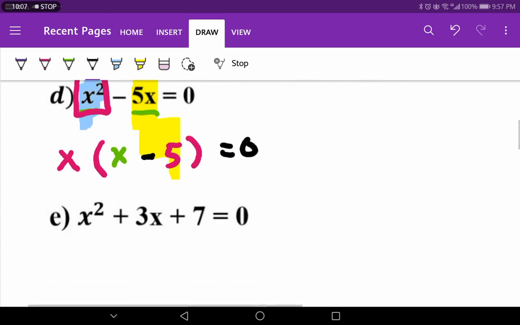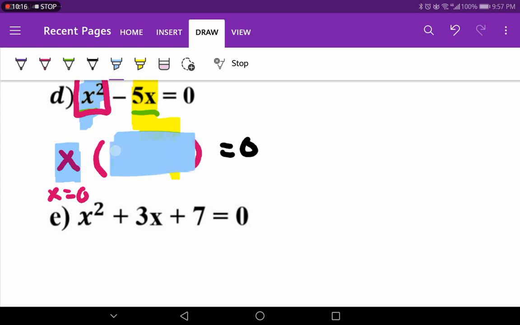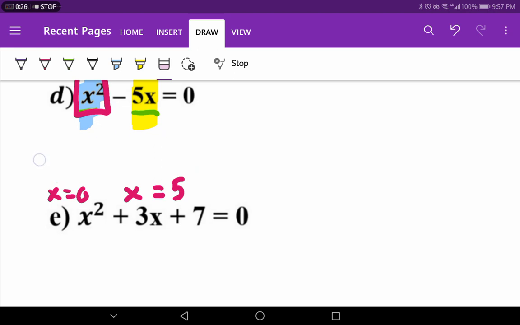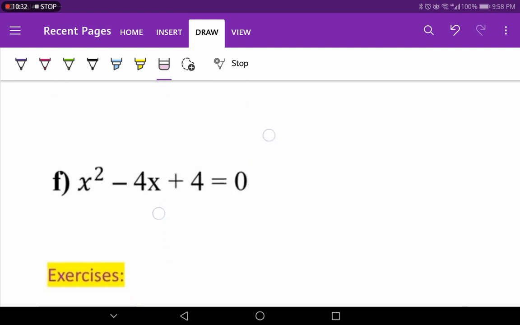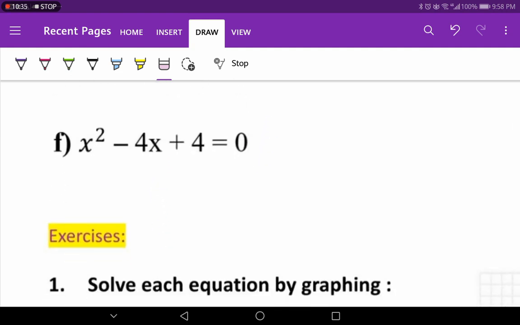Now from this I will say x equals 0, and from this I will say, sorry, x equals 5. This is the solution. We are done. Okay, this is the solution. Are you happy with that? Me too.